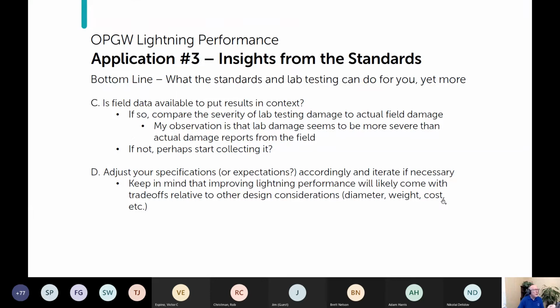Other considerations. So you may decide, again applying risk management concepts, that you just need to change your expectations, right? That the level of damage that you're having now is such that it doesn't justify the economic trade-off that you would encounter by substantially trying to improve your lightning performance.